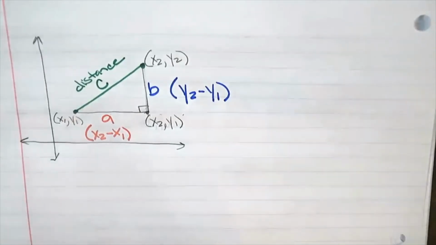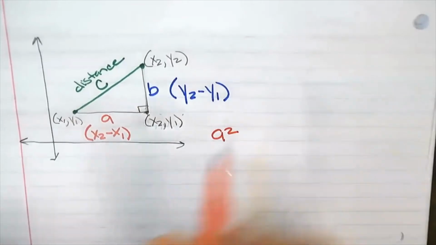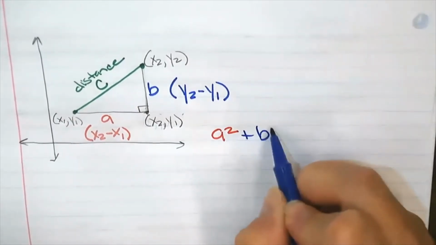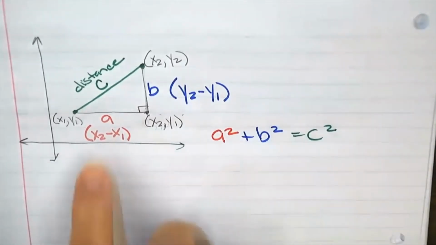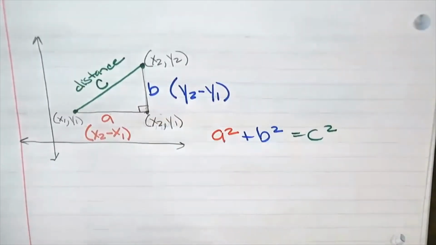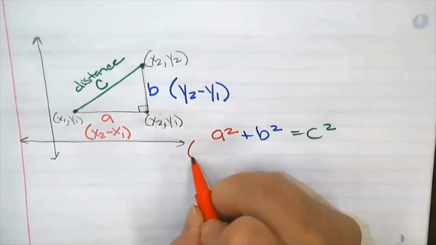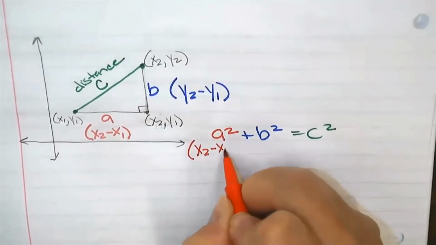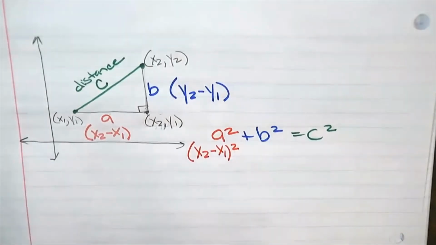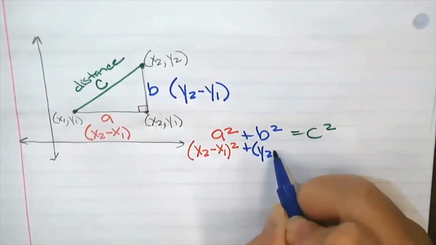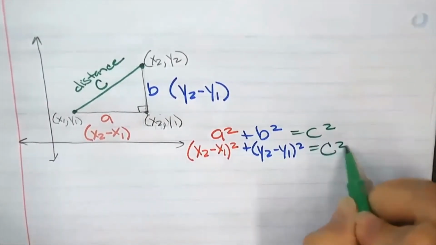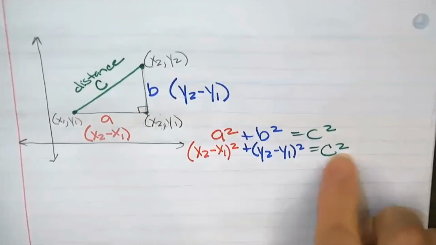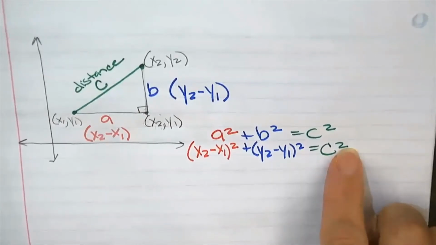So the Pythagorean theorem tells me A squared plus B squared equals C squared. So I'm going to substitute these in, okay? X2 minus X1 squared plus Y2 minus Y1 squared equals C squared. But I don't want C squared. I want just a C.